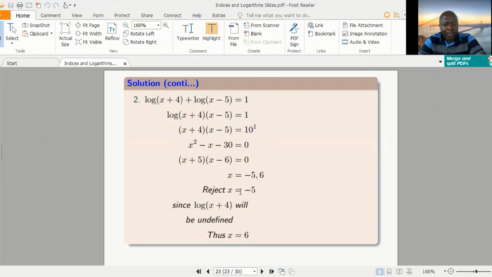And I've said that we reject negative 5, since this log would be undefined. If x is negative 5, we would have log of negative 1, which would be undefined. And therefore we are left with only one option, that x will be 6.